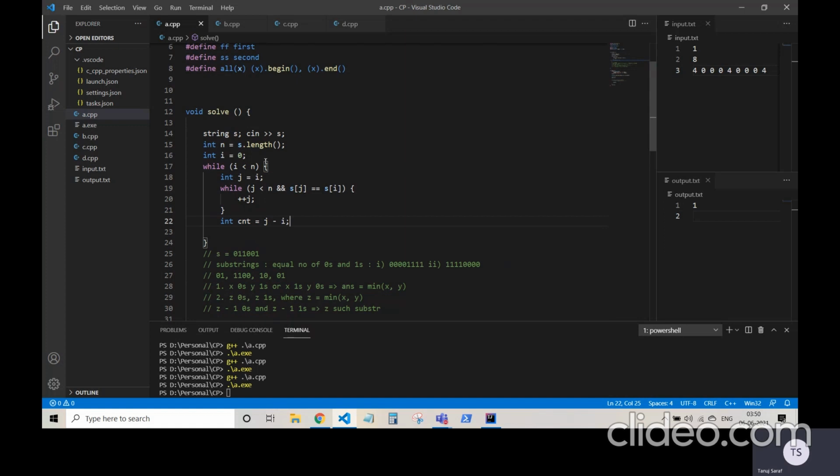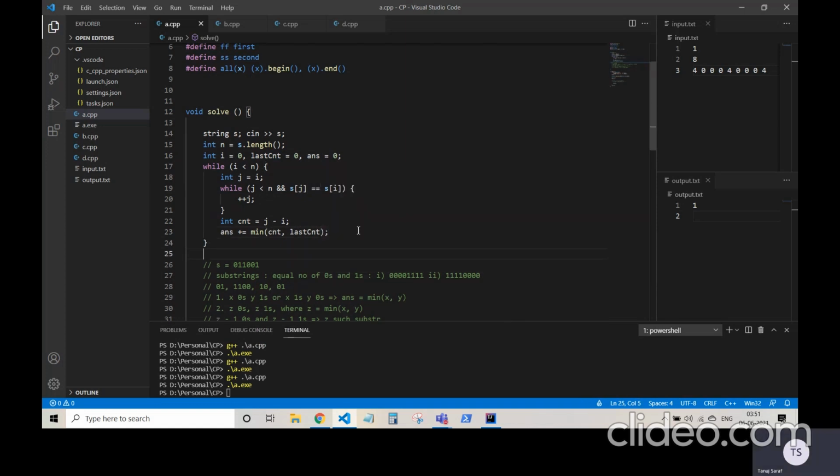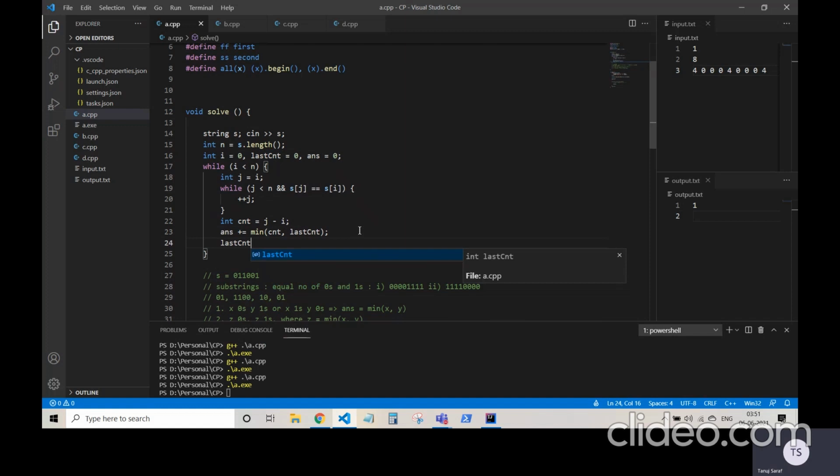So I need to also maintain what was the previous count. Let's call it last count. Initially, since we do not have any segment, last count is initialized with the value 0. And we also want the answer. So in the answer, the contribution would be the min of count and last count, and after this, we will update last count with count.